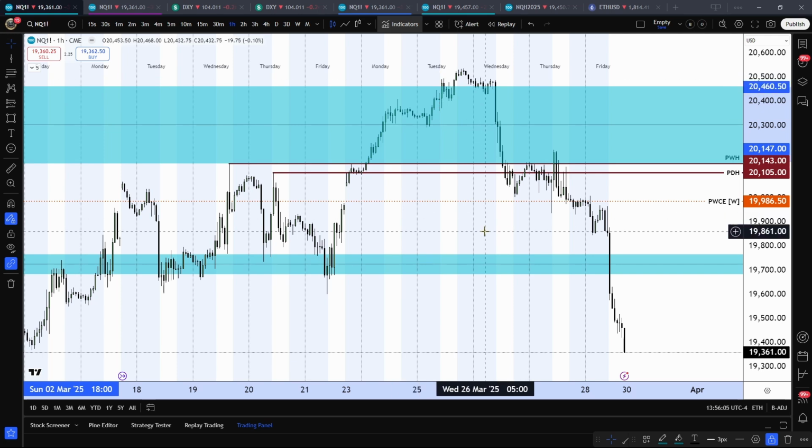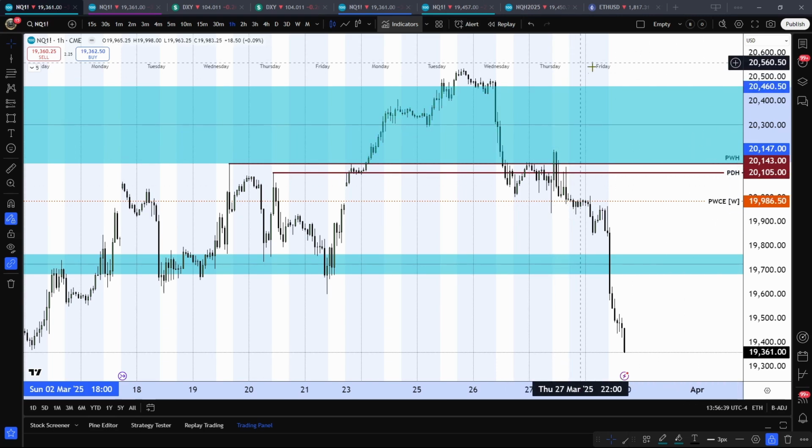On Wednesday, we pretty much consolidated above that weekly SIBI, and from there expansion towards the midpoint, consequent encroachment. Note the shorting opportunity into that SIBI low, into these relative equal highs. And on Thursday, classic sell day, manipulation up, sell side delivery. On Friday, creating the high of day in London.